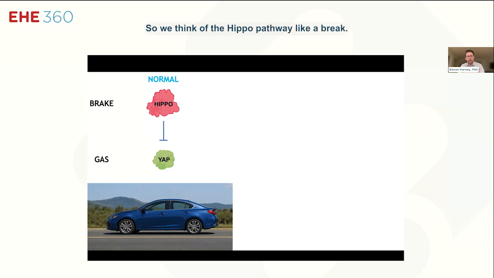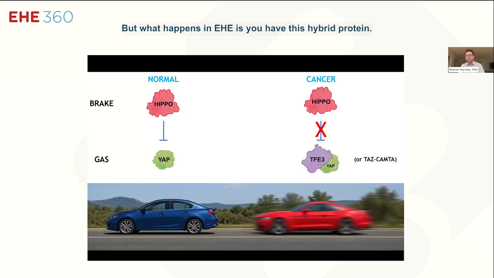So we think of the Hippo pathway like a brake. If you use a car analogy, the Hippo pathway is the brake, and then the accelerator or the gas is the oncogene, which is YAP or TAZ. And in a normal system, that is regulated, so you can stop and start that car when you need to. But what happens in EHE is you have this hybrid protein. So now you have the accelerator portion of YAP, but the brake to the Hippo pathway is essentially cut. So you've got this oncogene, which is now unregulated, and it's driving growth and proliferation when it normally shouldn't.